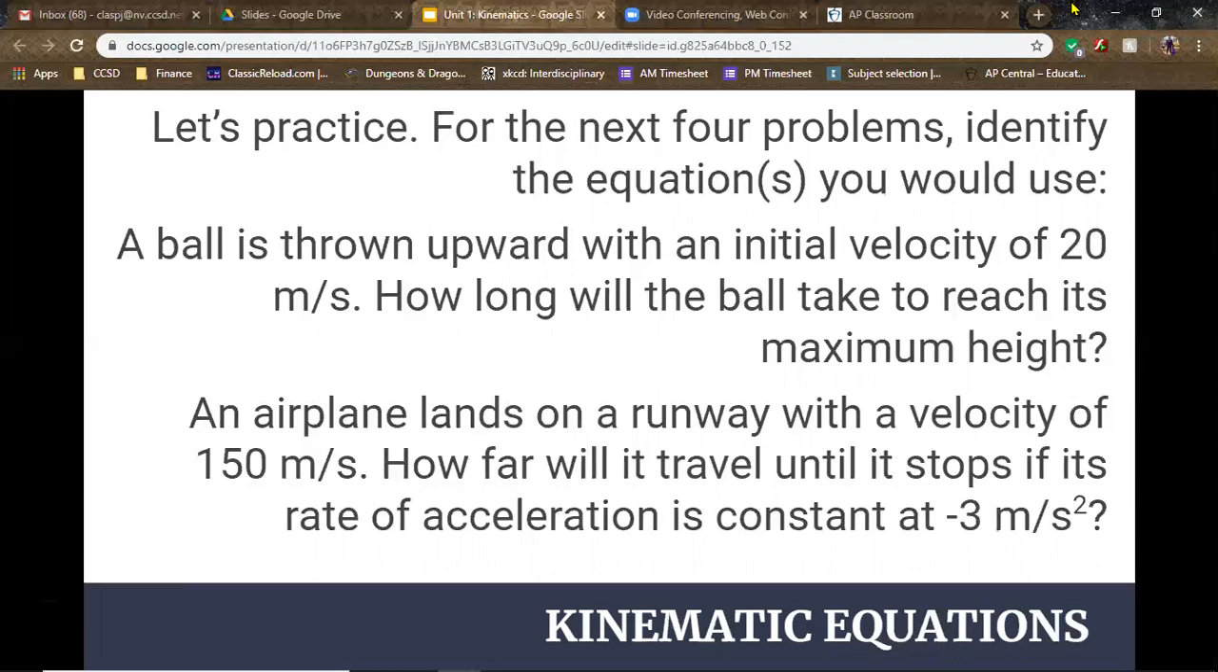So once again, the approach that I take, I try to identify what the problem is telling me. I also make sure that I know what the problem is asking me to do, all right? So do that, take a look, pick which equations you think would be useful, all right?